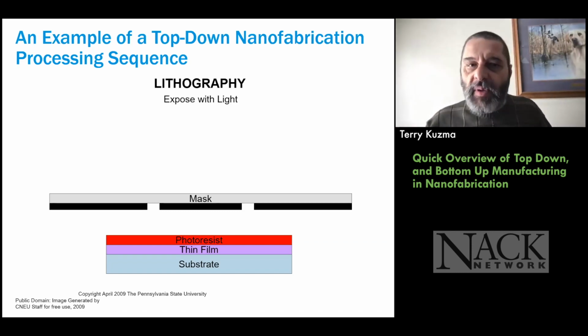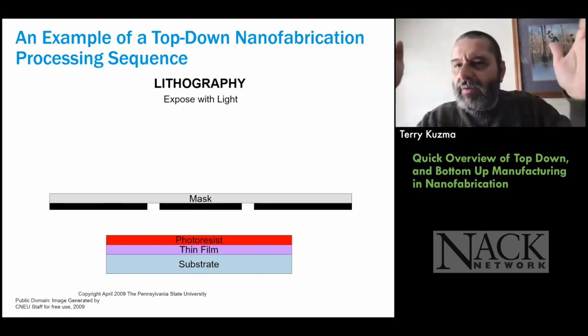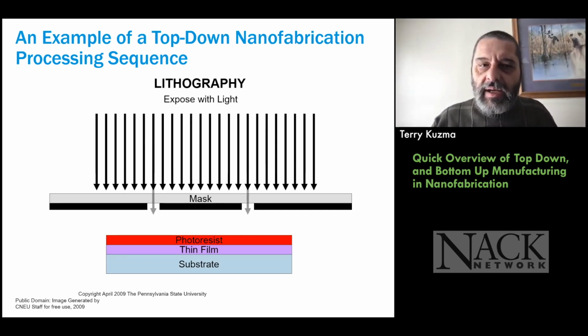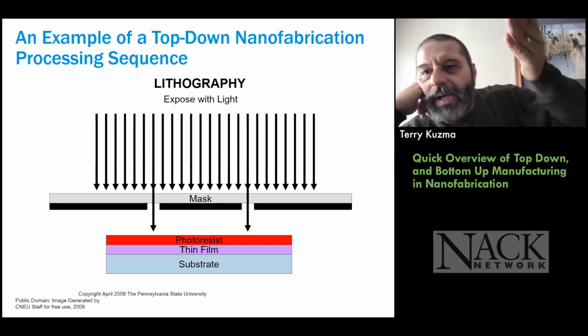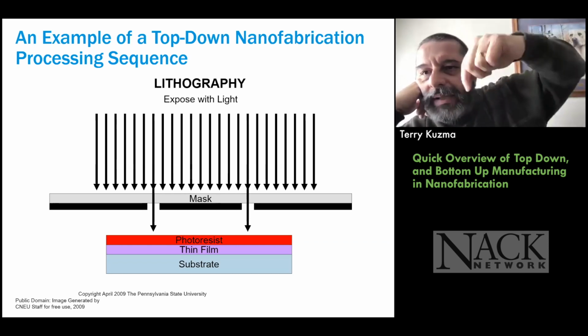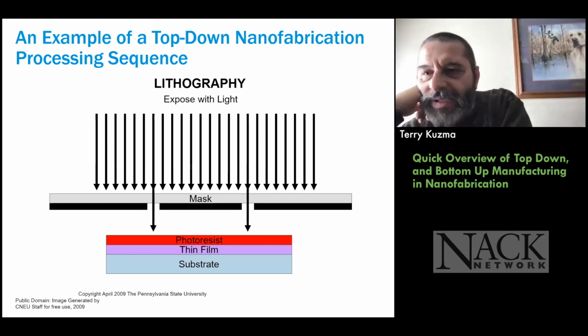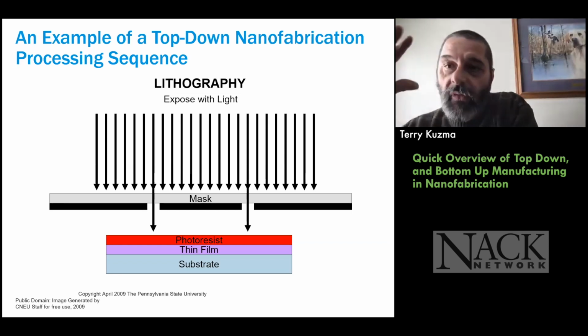So now I expose it with light, and usually the mask is in contact there so we don't get the light to spread out, but what the heck. So here the light comes down, it goes through the glass part, but the part that's black there on the mask is chrome, and that's going to reflect the light back up. So only the light where there was an opening in the glass goes down. And where that light hit the photoresist, it changes the chemistry of the photoresist. So there's a light chemical reaction.